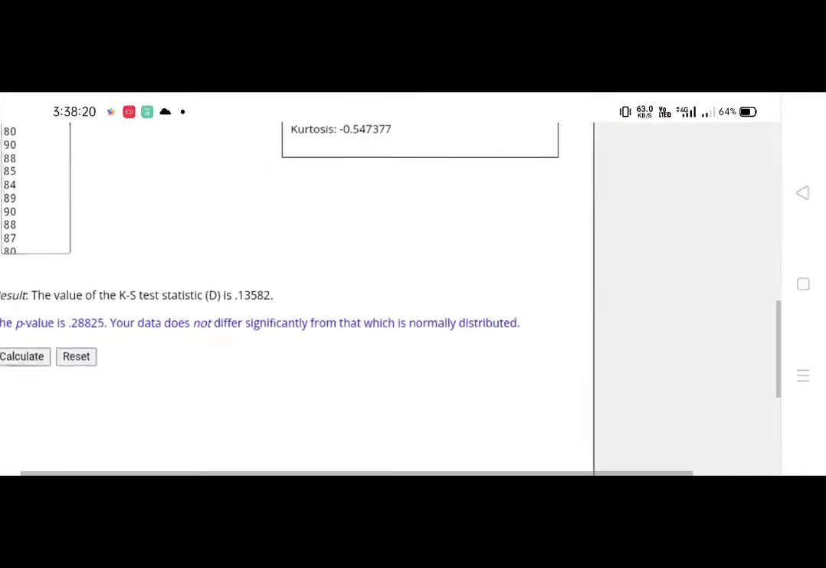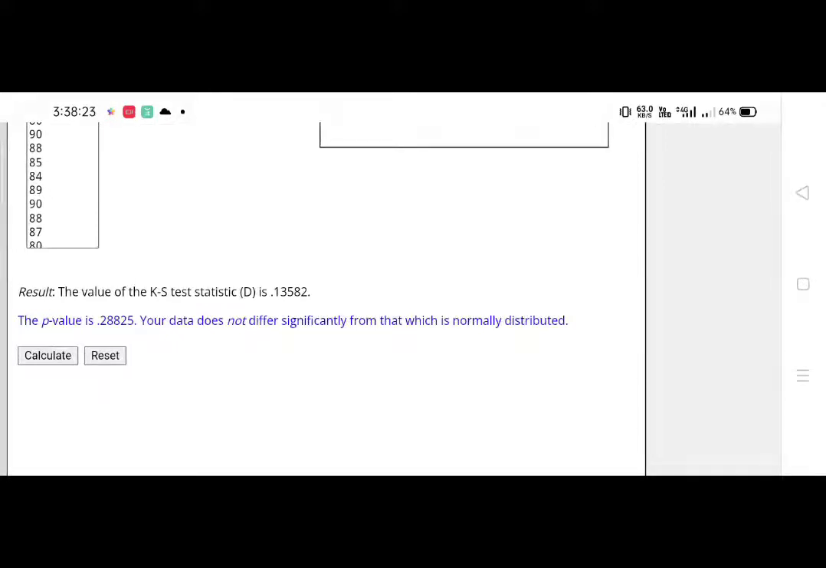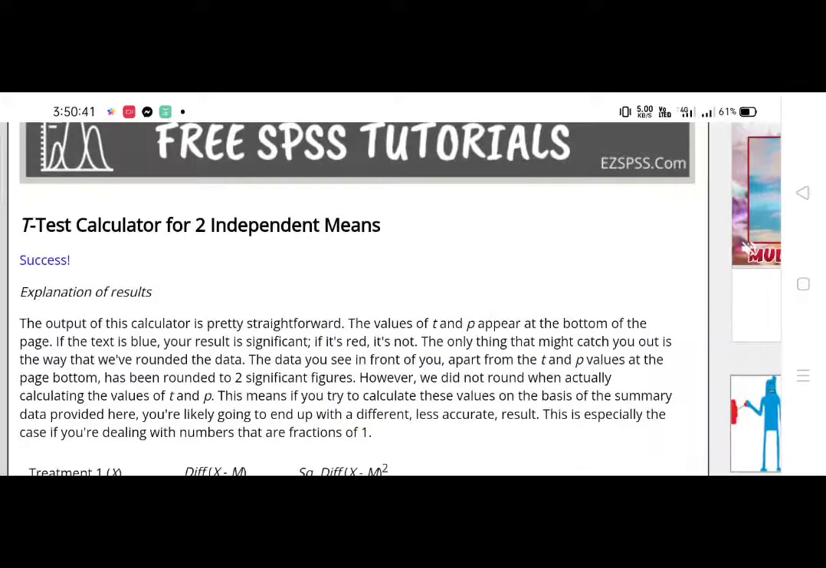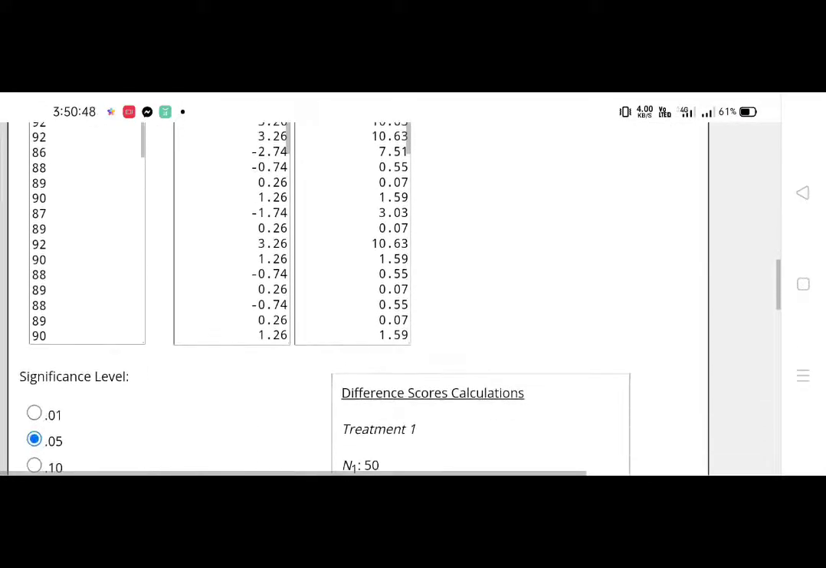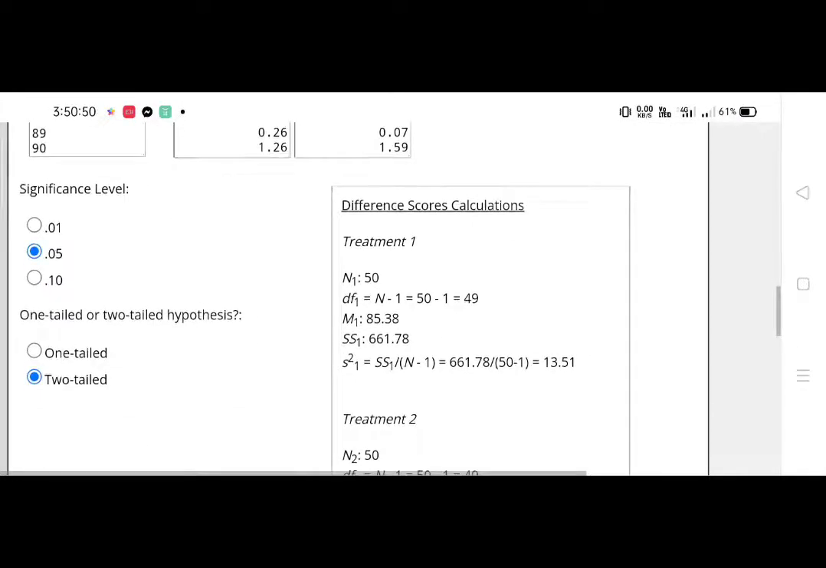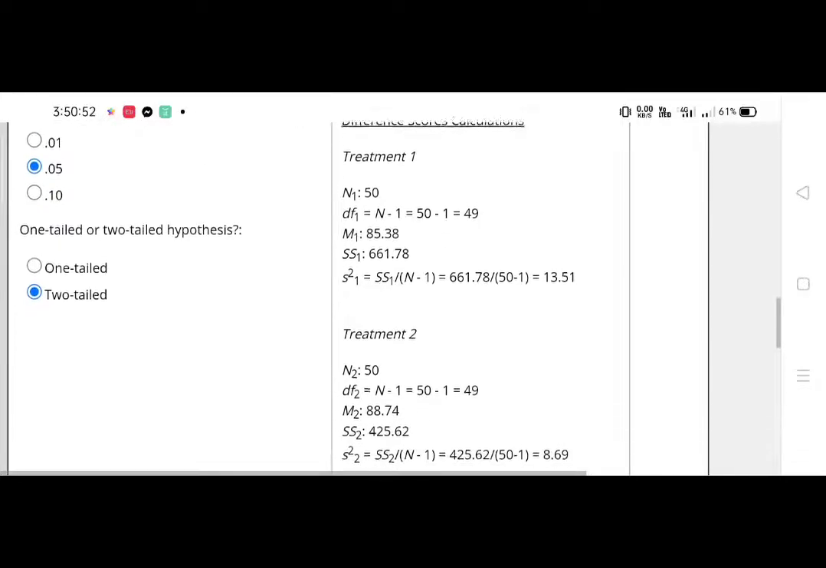The p-value is 0.28825, which means that it is normally distributed. So we have assumption that the dataset are normally distributed. So we can now start for the t-test. So as you can see, we have here treatment 1 and treatment 2 for group A and B. Significance level at 0.05 and two-tailed hypothesis.